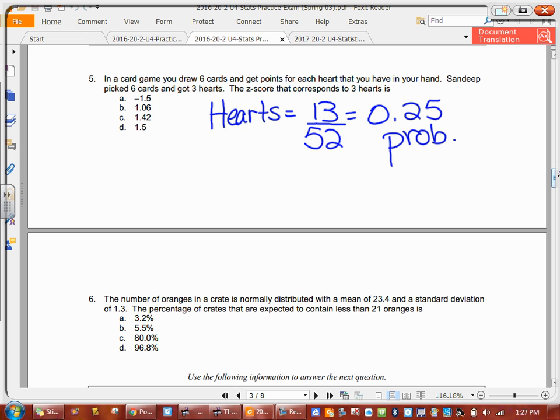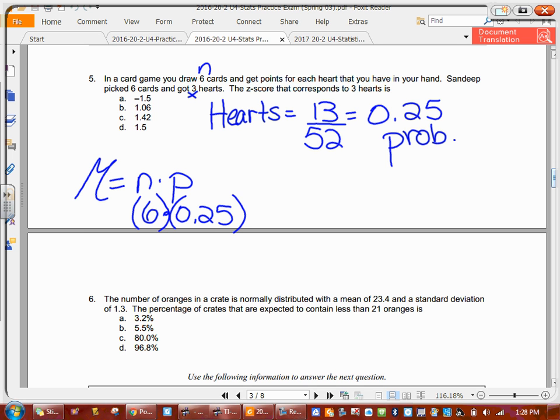We've got to find the Z score. Well, I need to know my mean first. My mean is going to be N times P. What's my N number? How many cards do I need in my hand? 6. So my N number is 6. So it's going to be 6 times 0.25. That's my mean. So how big is your mean? 1.5. So now you know the mean and you have the probability.